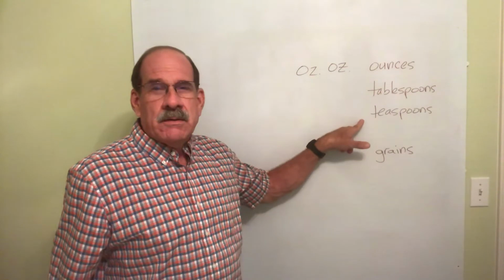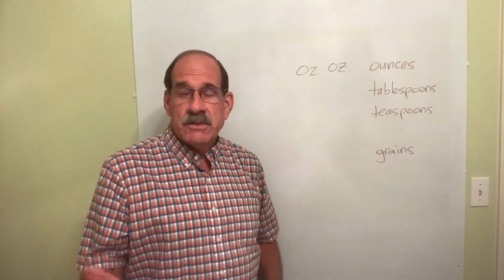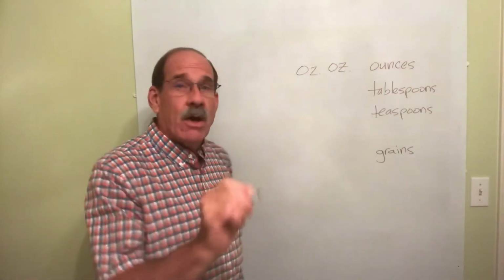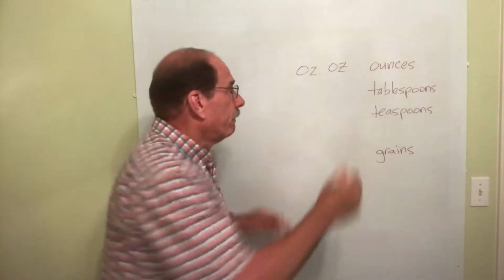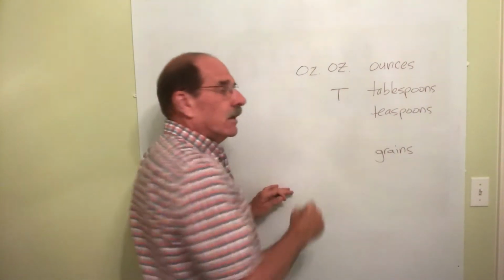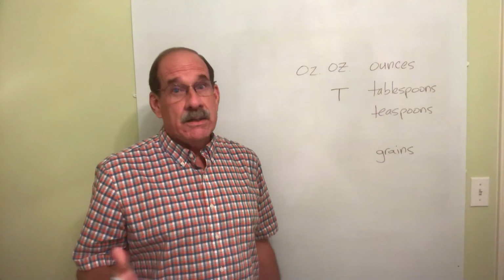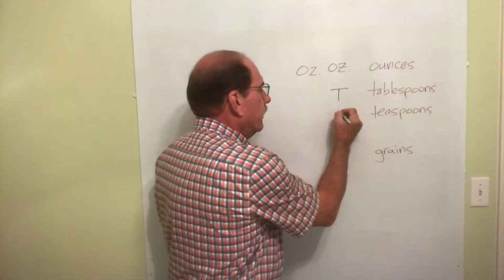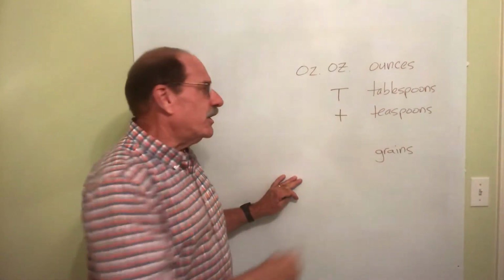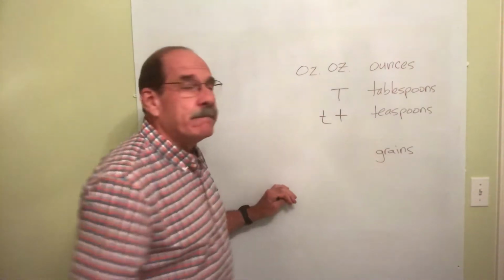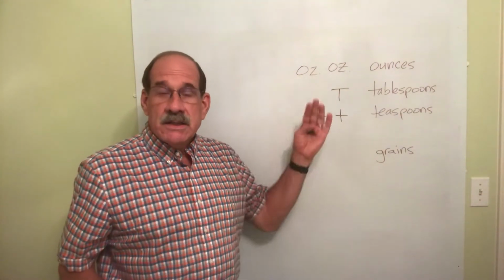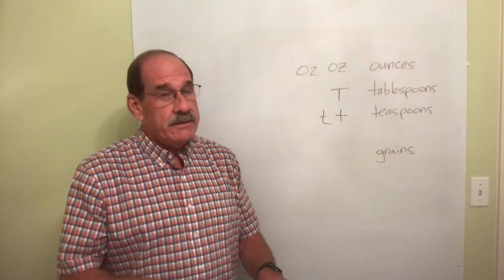Which of these is bigger, tablespoon or teaspoon? And the answer is tablespoon. Because tablespoon is the larger one, you can use a capital T, a big T, for the bigger spoon. Teaspoon is a little t. Now you can make it this way, make it this way. Either way you make your T, but big T versus little t, be very careful about that.